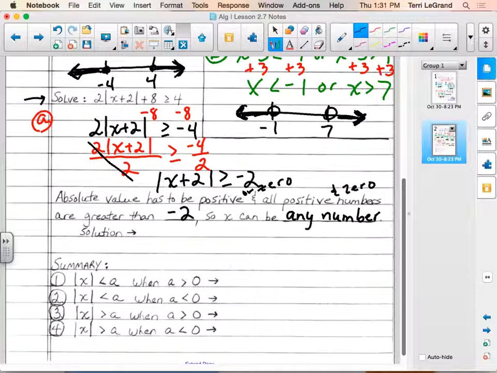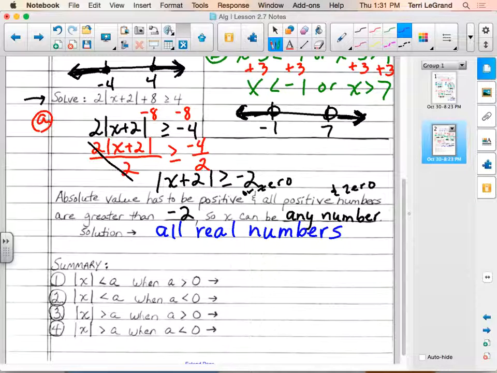When you put in a positive number and add 2 to it, you're going to get another positive number. When you take the absolute value of a positive number, you're going to get a positive, and that's still greater than negative 2. We can't find anything that when you take its absolute value, it's not going to be greater than negative 2. So that means our solution is all real numbers. So we have to be really careful when we're doing these inequalities.